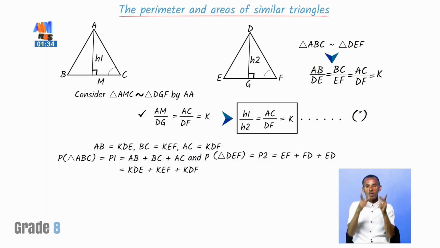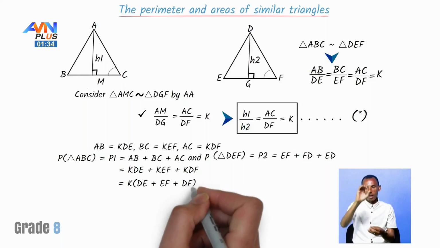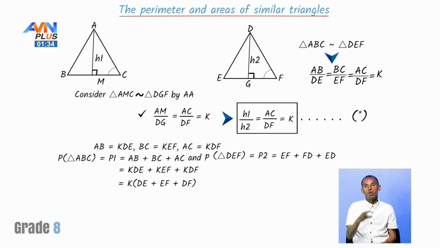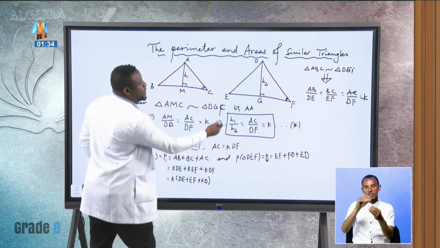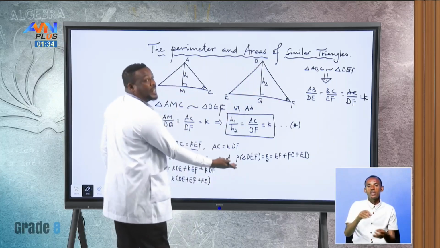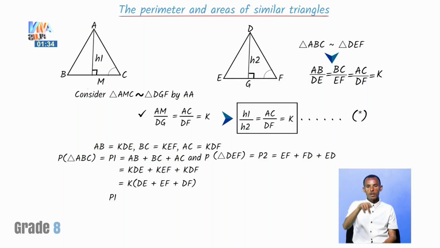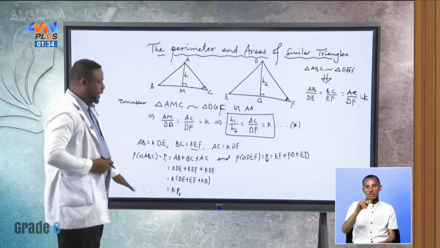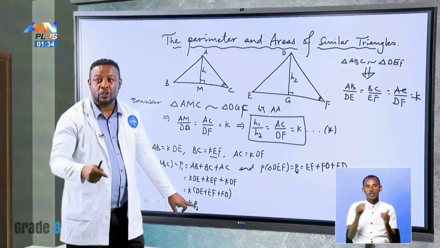Okay, here in all these terms, there is something common, which is K. So this means K times DE plus EF plus FD or DF, right? But DE plus EF plus FD means the perimeter of the second triangle, right? This is P2, K times P2. Well, now we can see that P1 is K times P2.